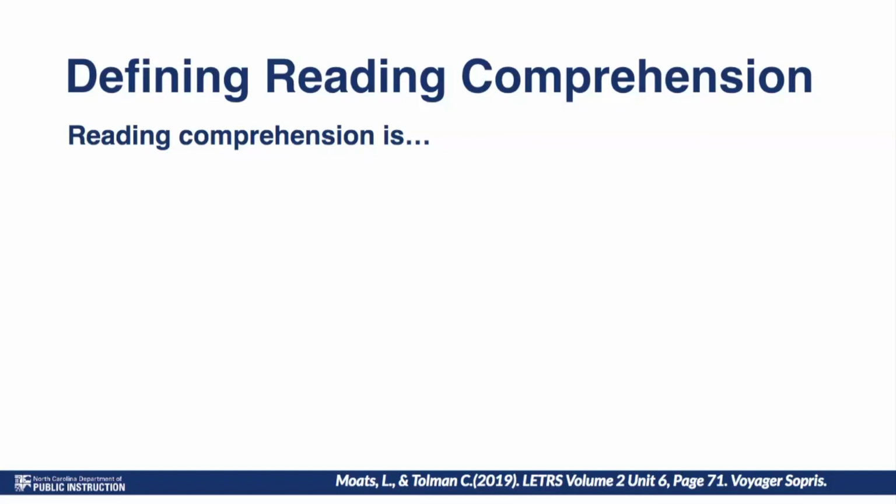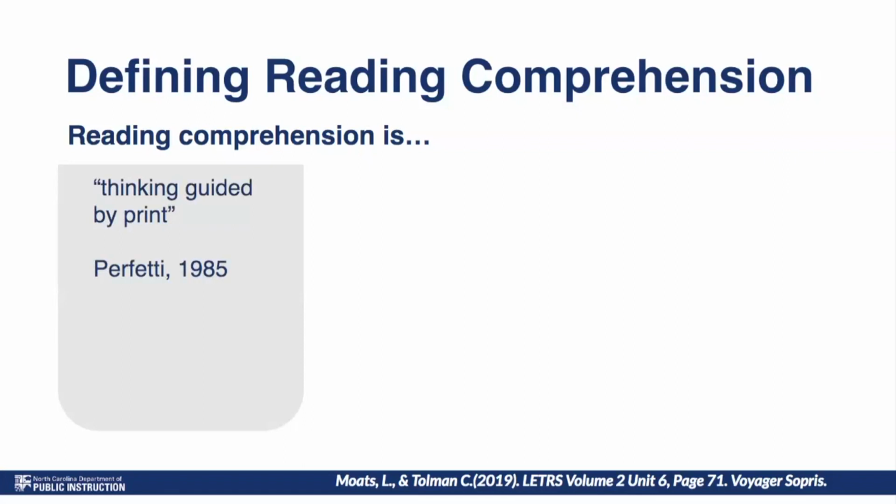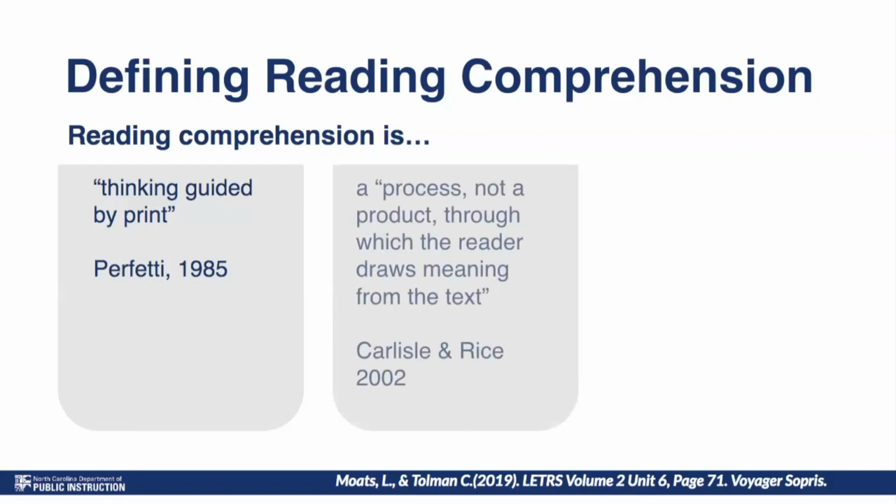Now I want you to compare what you wrote down with the following definitions. These definitions come from LETRS, Volume 2, Unit 6. So the first one is reading comprehension is thinking guided by print. And this is a really interesting way to consider comprehension. As I read, I'm thinking about the words, therefore my thinking is guided by what I'm reading, right? It's a very philosophical way of thinking about that, but thinking guided by print. Okay, the next one is a process, not a product, through which the reader draws meaning from the text. In here, we notice the word process in contrast to a product, and we're going to dig a lot deeper into those two concepts today, so you'll be able to walk away with a stronger understanding of what is a process and what is the product.